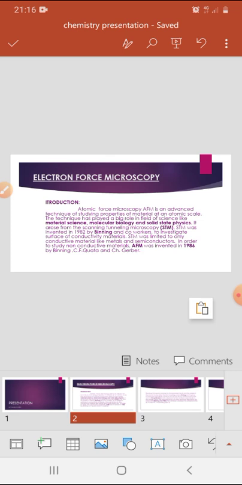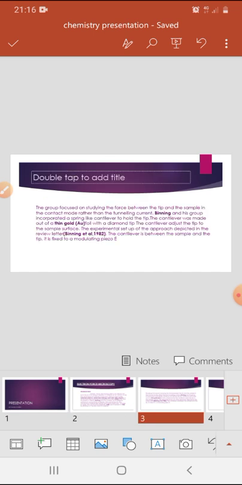STM was invented in 1982 by Binnig and co-workers to investigate the surface of conductive materials. STM was limited to only conductive materials like metals and semiconductors. In order to study non-conductive materials, AFM was invented in 1986 by Binnig.